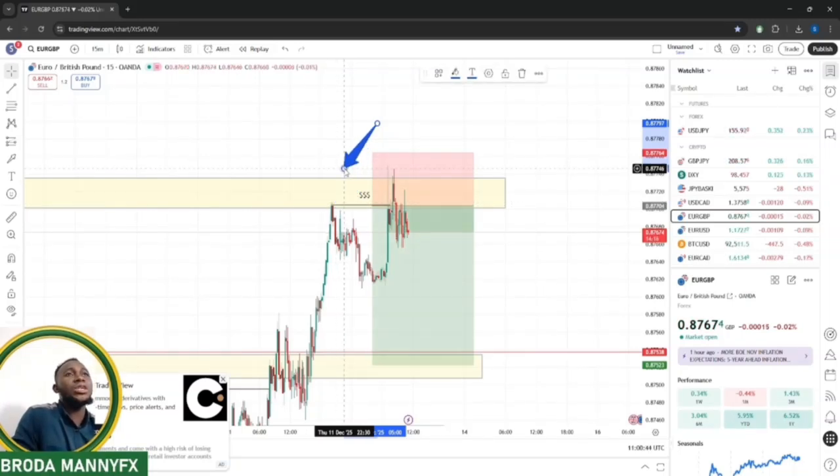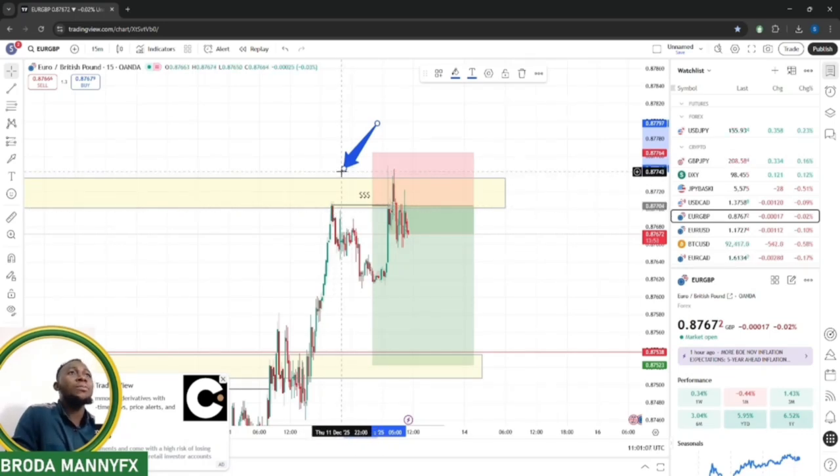Inducement liquidity simply means like to seduce someone. So inducement liquidity is just to seduce traders into thinking that the market is about to buy or the market is about to sell. And then when traders begin to buy, the market will come back to now take out all of the people that started selling.